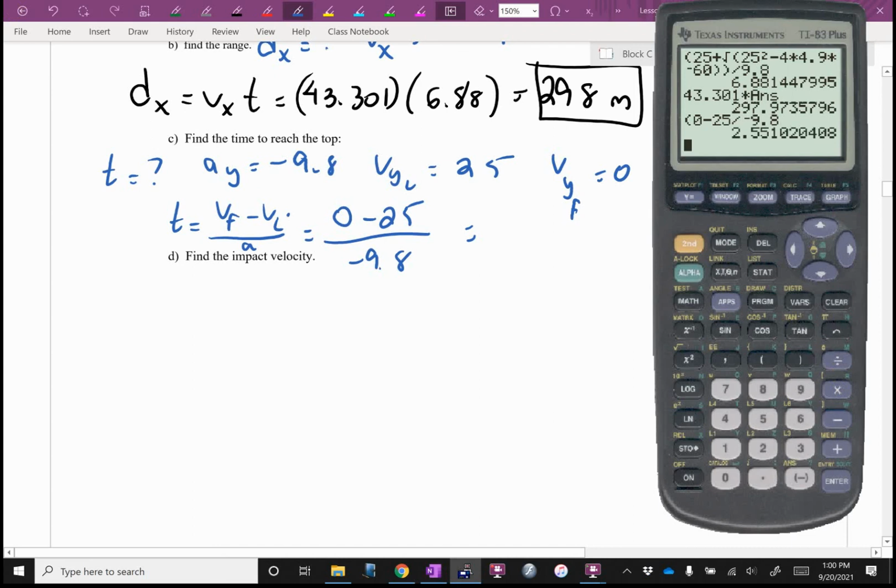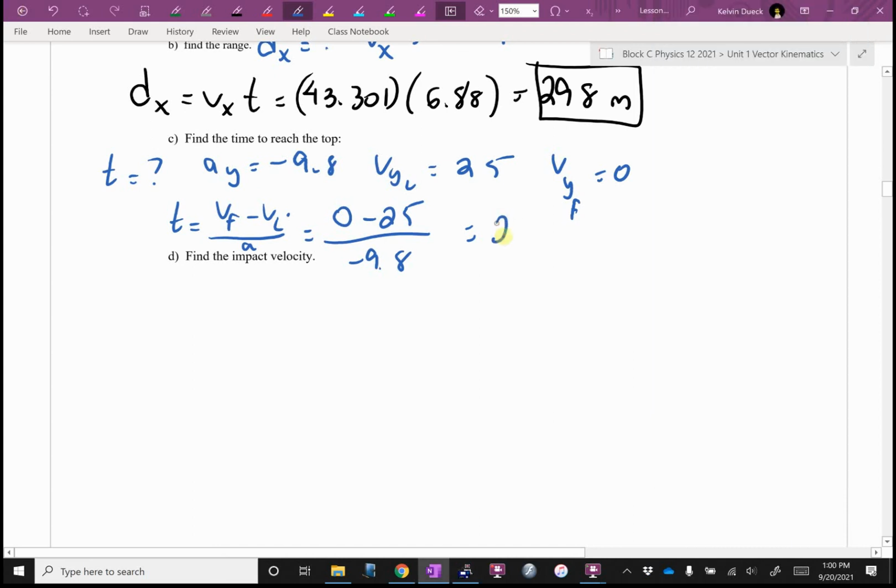Did you all get 2.55? And since that's the final answer, I'll round it to 3 sig figs.